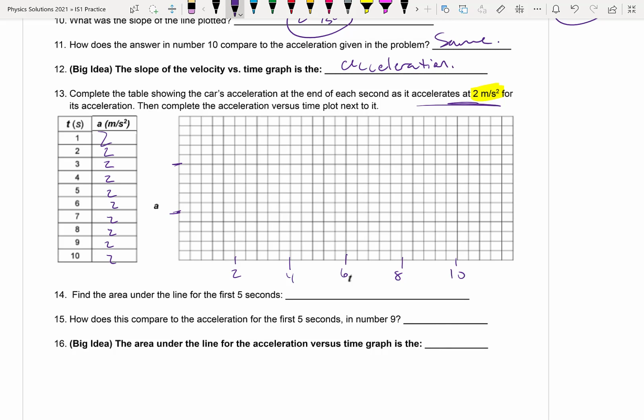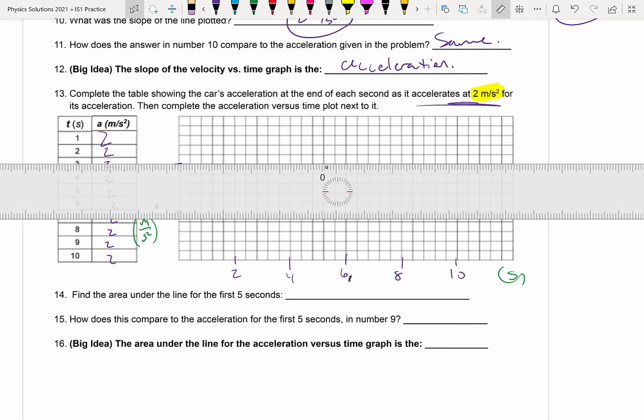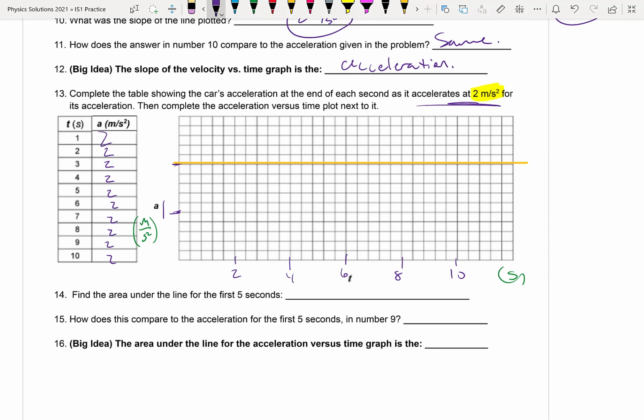And that means for all these 10 seconds, it's going to be at, well, first off, the units here would be meters per second squared. So again, time will be seconds. So I'm going to draw my best fit line because it's just going to be 2 the whole time. Oh, sorry, I'm calling this 2 meters per second. So I'm saying this is 1 meter per second squared. This is 2 meters per second squared.